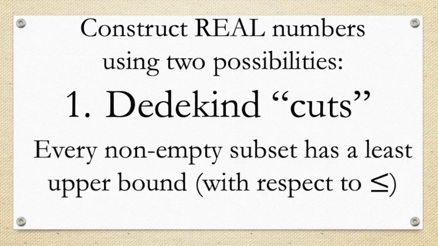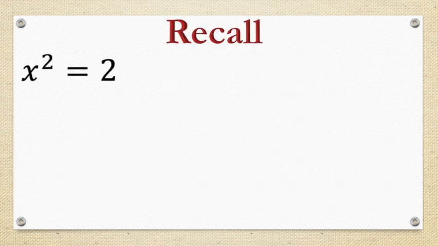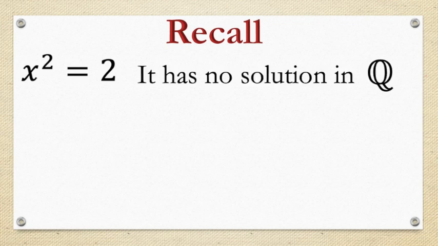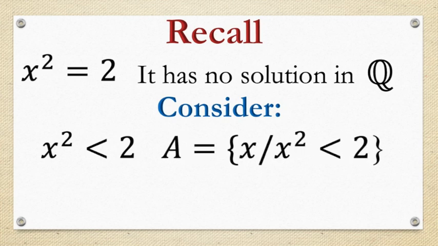It says every non-empty subset has the least upper bound. Sometimes this is called the supremum property or completeness property. Recall that we've already said that there's no solution to the underlying equation x squared equals 2 in the rational numbers. So the solution x to this equation must be irrational. Let's consider set A such that x squared is less than 2 for all x in Q. According to Dedekind, every non-empty subset has the least upper bound. The problem is, in Q, there may not be a least upper bound for this set.